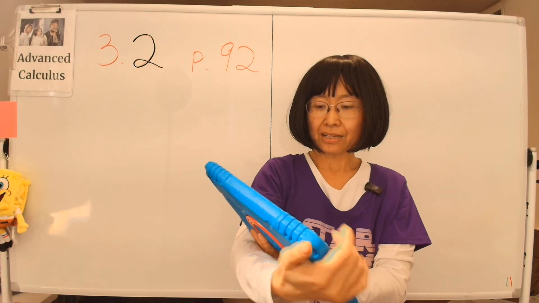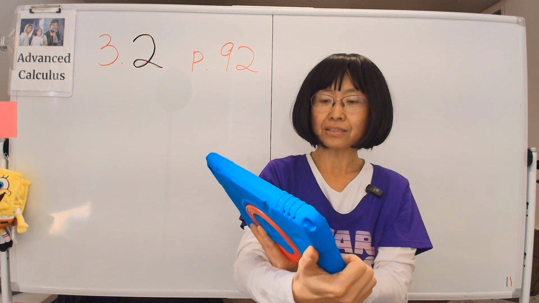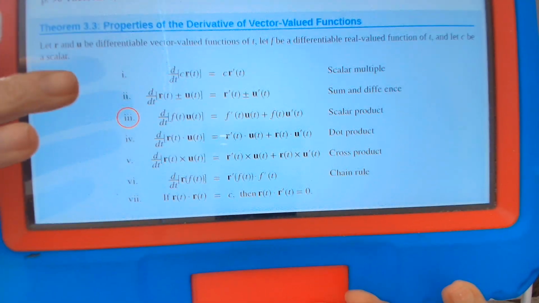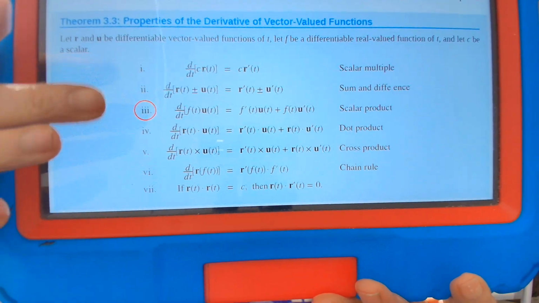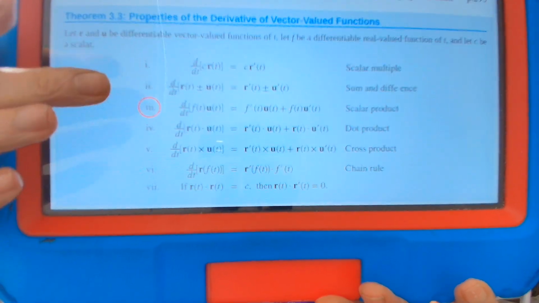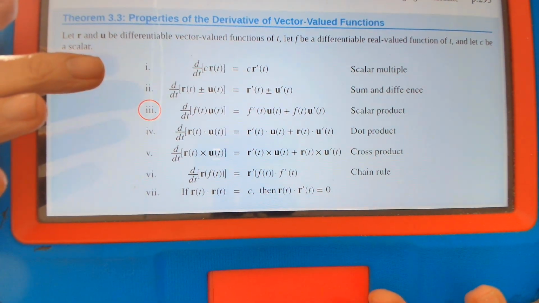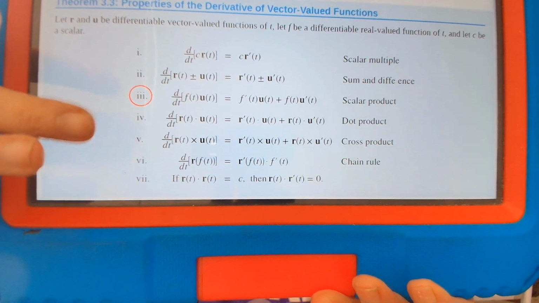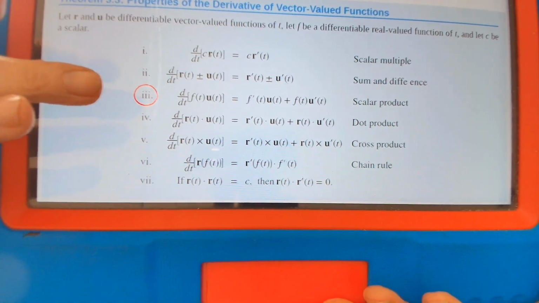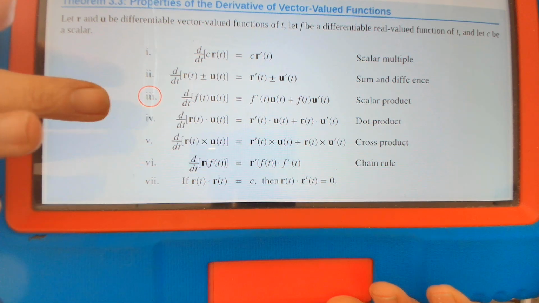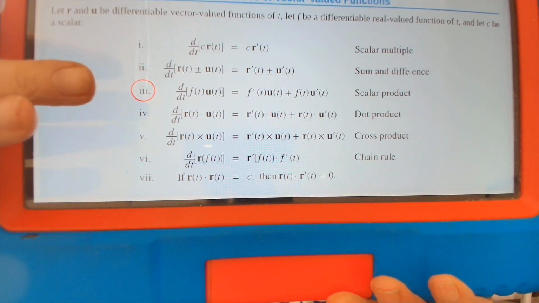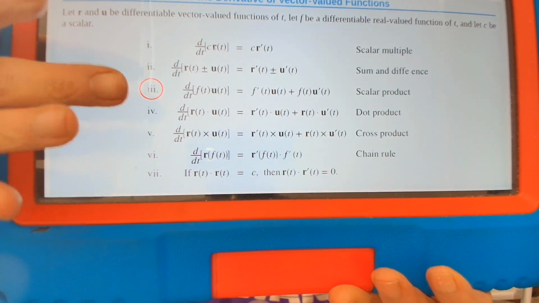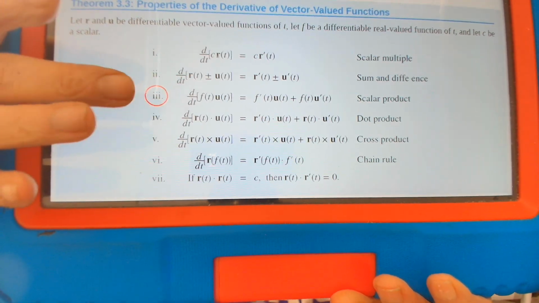Next thing I want to mention is the various derivative properties, again from Calculus 3. Right now the book does expect you to know basically all of these things, so please review them. It's mostly the same stuff. Specifically, I want you to focus on property 3: if you take the derivative of a scalar function times a vector, it follows the product rule, the way you would expect.